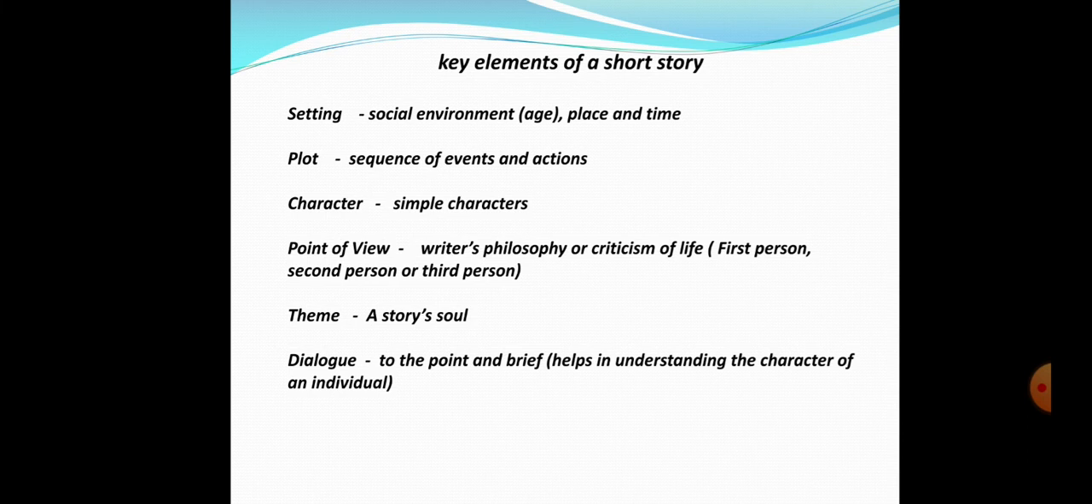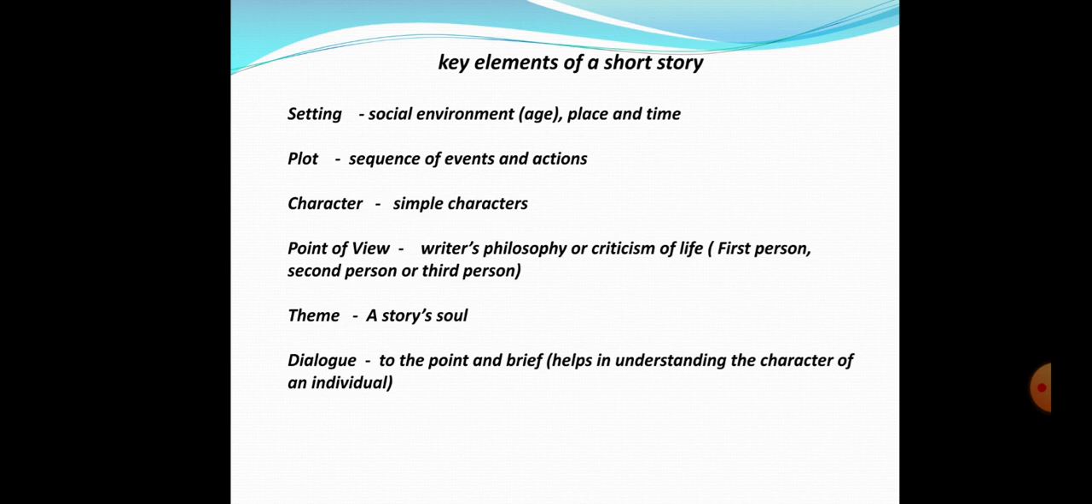Next is plot. Plot is the most important element of a short story. The plot is what happens in the story, the incidents. Or in other words, we can say that the events of the story and the sequence in which they are told constitute the plot of the story. A good plot always produces conflict for the sake of excitement and to keep the reader involved.